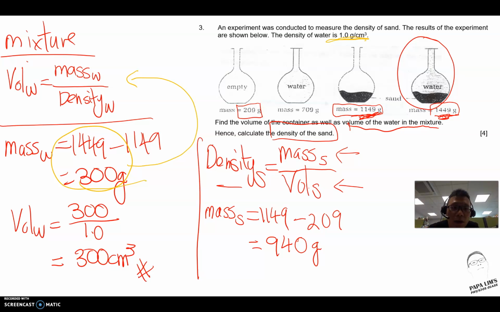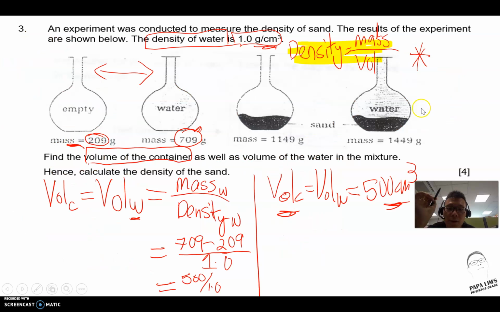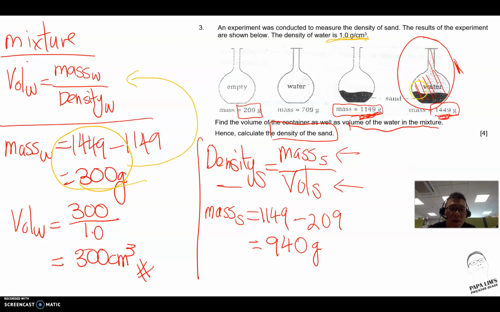So how about the volume of the sand? Let's look at it. If you look at this, the entire volume of the container we have found in the beginning, the volume of the container is 500. So this volume is 500.